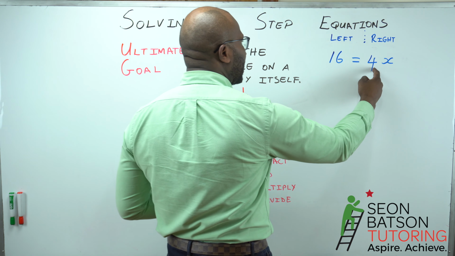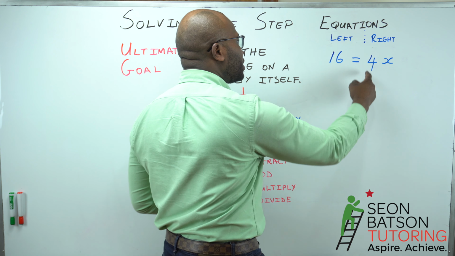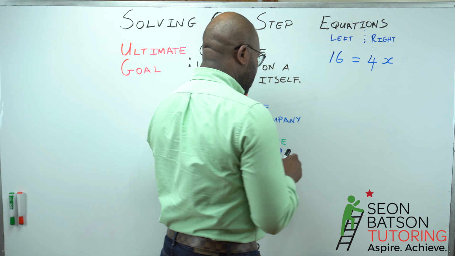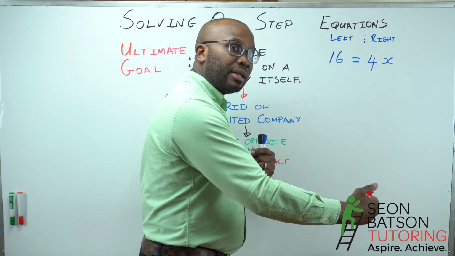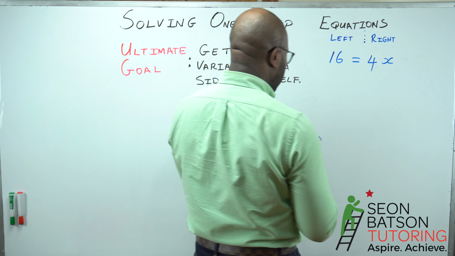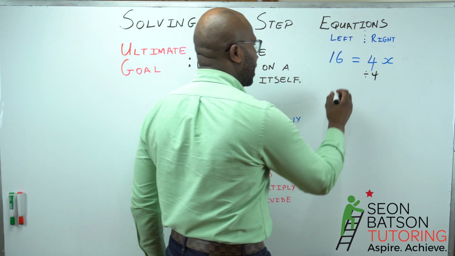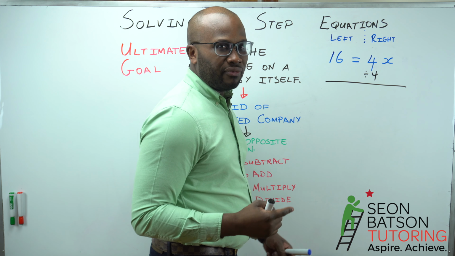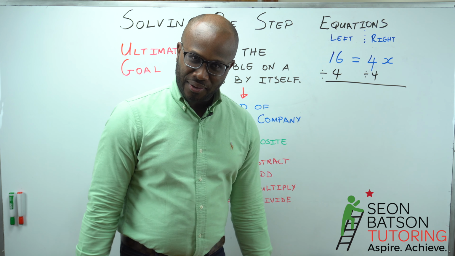And we know that 4x is the same as 4 times x. So this 4 is multiplying the x. So since this 4 is multiplying the x, we will have to divide by 4 because the opposite operation of multiplying is division. So we will divide by 4. Now, we're not done. Remember, if we divide on the right side by 4, we must also divide on the left side by 4 as well.